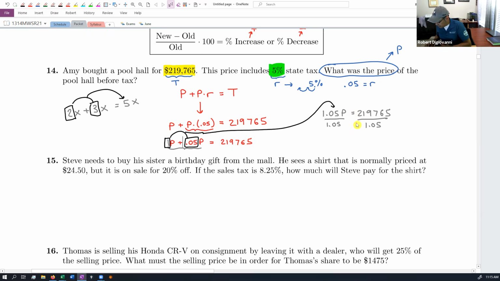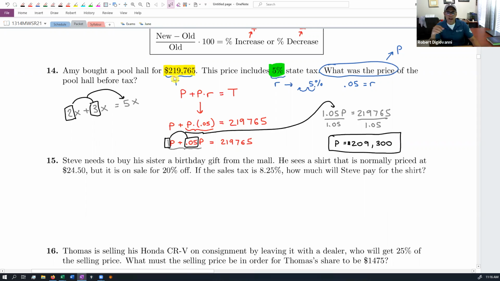Okay, so now I'm going to need my calculator. I'm going to do 219,765 divided by 1.05. And I get P is equal to 209,300. There we go. And this is dollars. So that means when Amy went to go buy this pool hall, they wanted $209,300 for the pool hall. But she had to pay taxes on it. So she walked out the door spending $219,765.